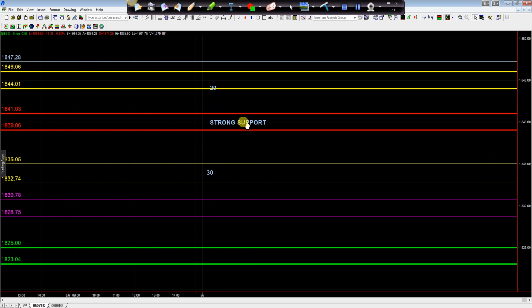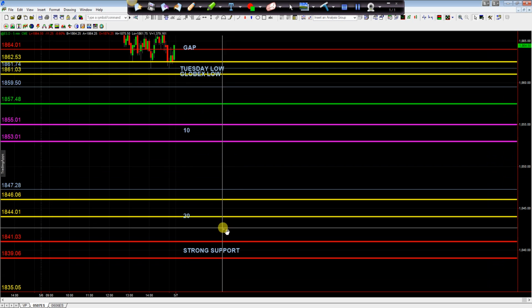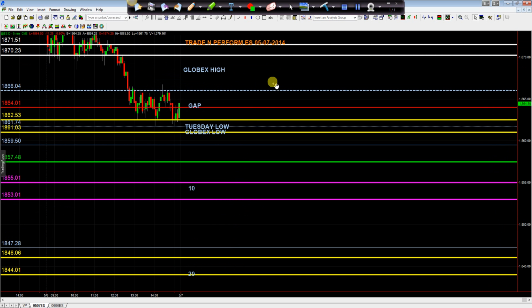Okay, and everyone and their brother's waiting for this 1839, 1841. Don't be surprised if they step in a tick or two in front of that open gap and push out of it. I don't know a single professional trader that isn't waiting for 1839, 1841 right now. So anyways, guys, I've got it. People are having a hard time.